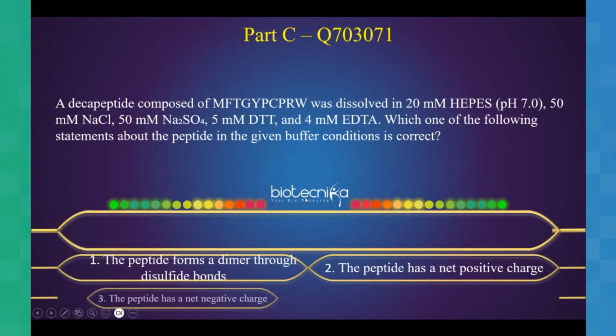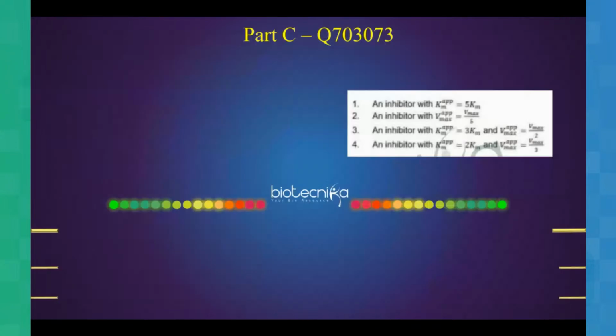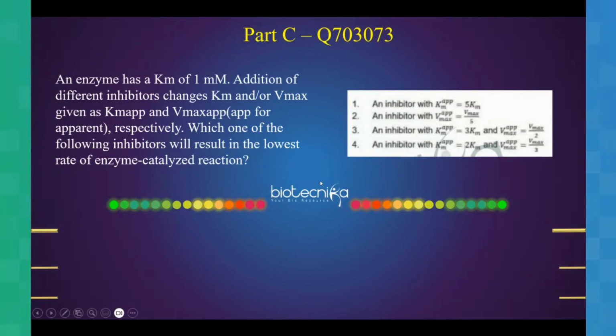So let's move on to the next question. Let's make it quick as we are running out of time. So this is the next question, which is based on part C, which is based on enzyme kinetics. An enzyme has a Km of 1 millimolar. Addition of different inhibitors. This is regarding enzyme inhibition. It changes Km or Vmax, given as Km app or Vmax app. What is this? We know during inhibition, the Km and Vmax change to apparent Km and apparent Vmax. Which one of the following inhibitors will result in the lowest rate of enzyme catalyzed reaction?